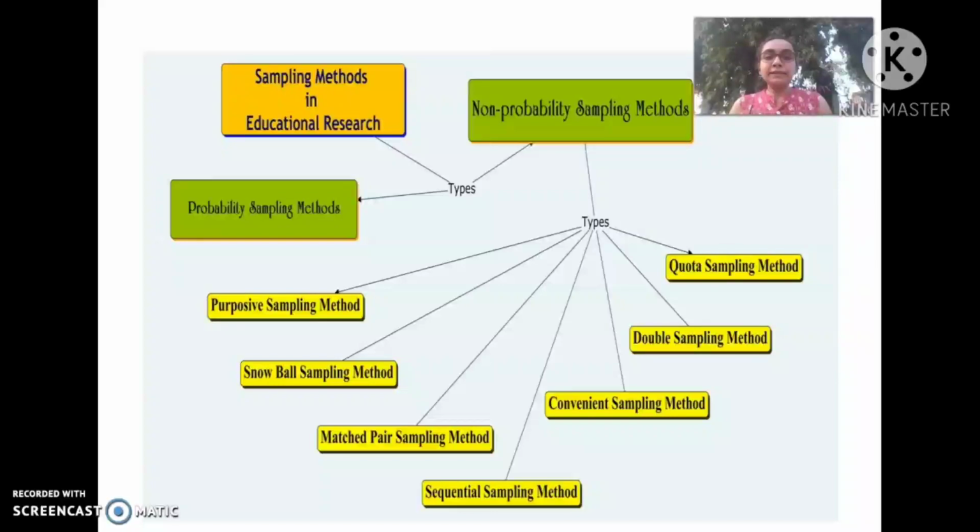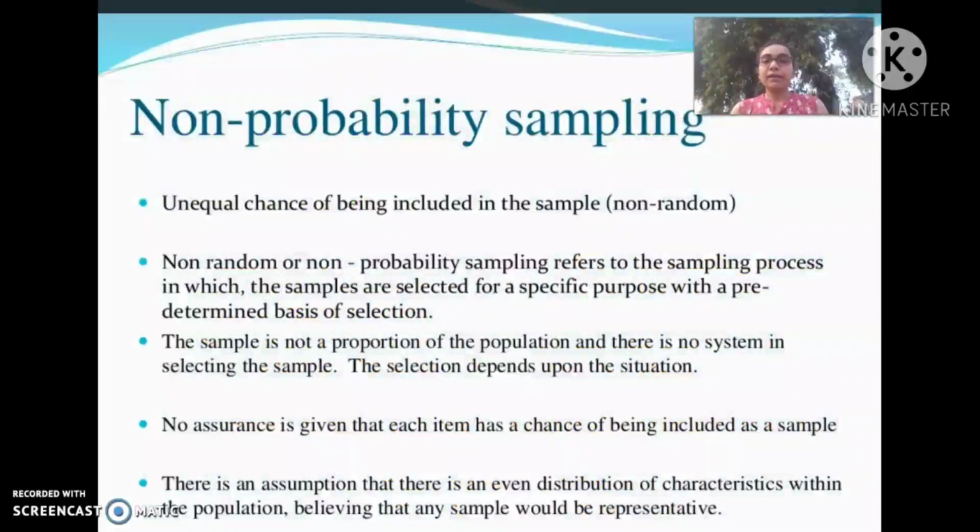Probability sampling methods follow probability theory, but non-probability sampling methods do not. Let's see how it works. In non-probability sampling method, an individual has unequal chance of being included in the sample, and that is non-random.